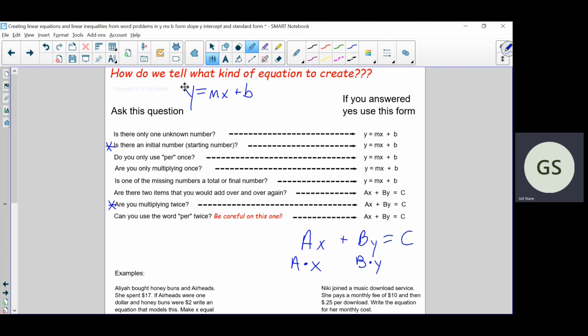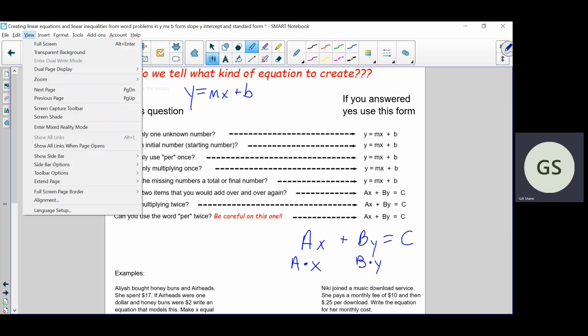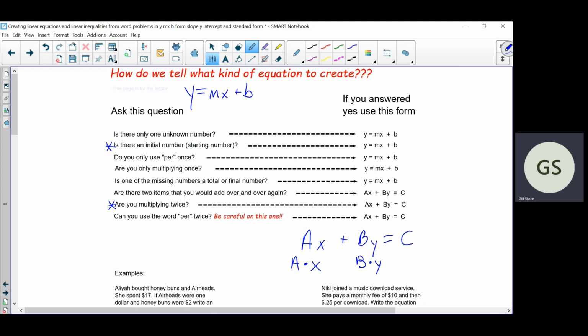There's a bunch of other questions that can help you. I'm not going to go over every single one of them. You'll see, when we do a couple of practice ones, that it's pretty obvious, typically once you ask these two questions. The word per is also a good one if you know you're only using the word per once, but that can get confusing, as you'll see in one of the examples. So look at this first example. I'm going to zoom way in.